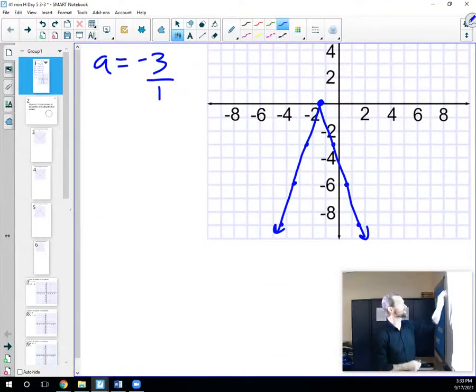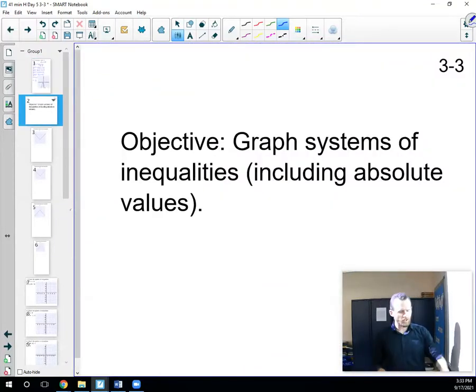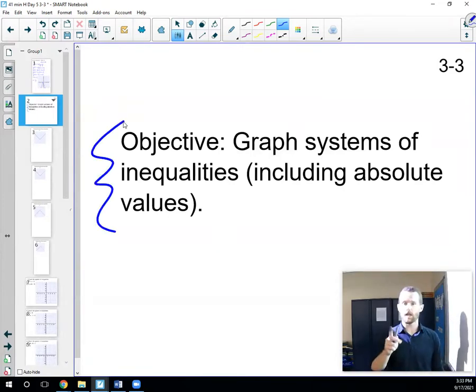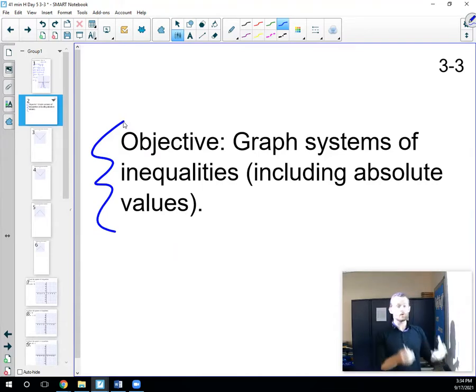That's our answer. All right, let's jump into our objective. Today we're doing chapter 3, section 3, and after today we should be able to graph systems of inequalities, including absolute values. So today we're going to combine the last two lessons we did. Two lessons ago, we talked about graphing systems of linear inequalities. Yesterday, we talked about absolute values and graphing them. Now we're going to put them together.